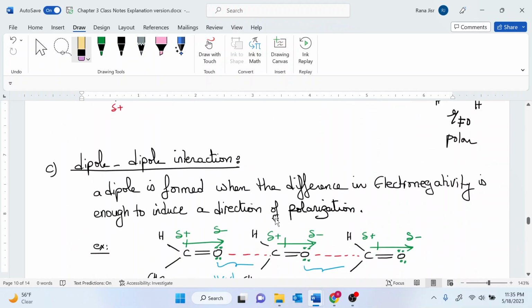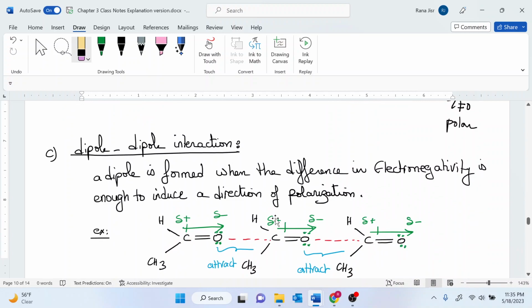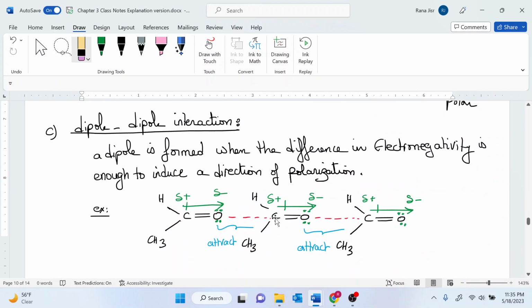Another type of intermolecular forces in covalent bonds is the dipole-dipole interaction. This one is formed when you have difference in electronegativity, and the difference in electronegativity is enough to form a direction of polarization. Carbon has a certain electronegativity value. Oxygen has a higher electronegativity value than carbon. So this is why the direction of polarization is towards the oxygen. This is your direction of polarization in there.